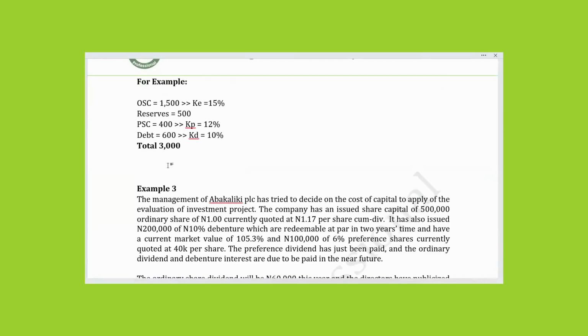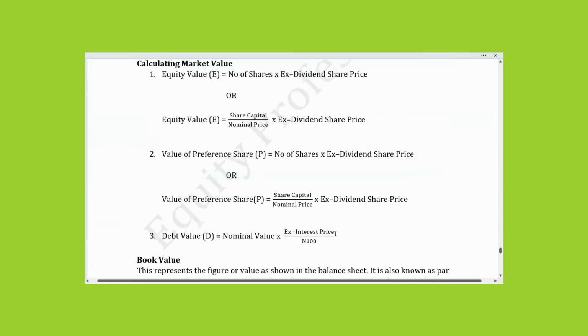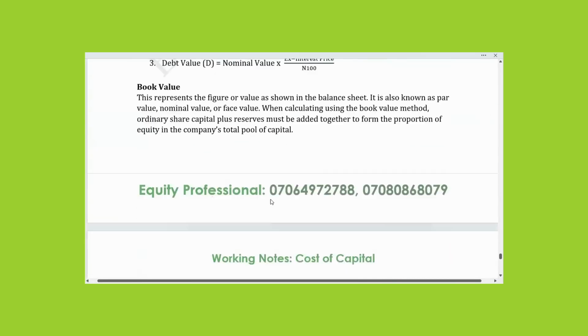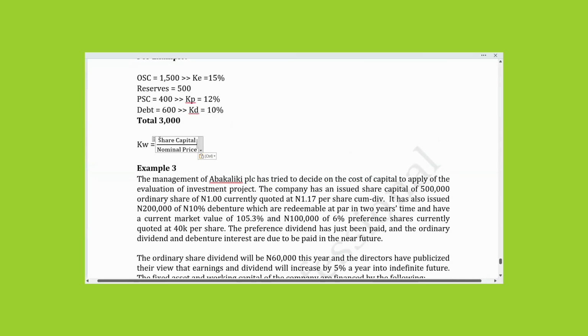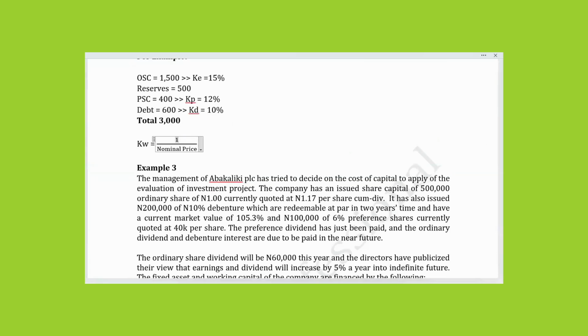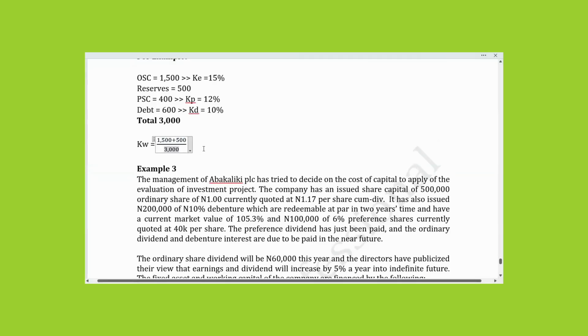In this case, if I want to calculate my WACC, I will say KW equal to, using the book value, what is the proportion of equity? So the weight of equity in the capital structure, right? Equity in this case will be equal to 1,500 plus 500 divided by the total capital, which is 3,000. Then multiply by cost of equity, which is 15%.